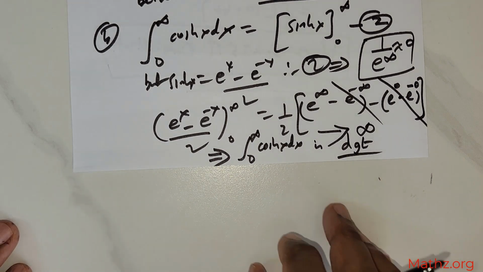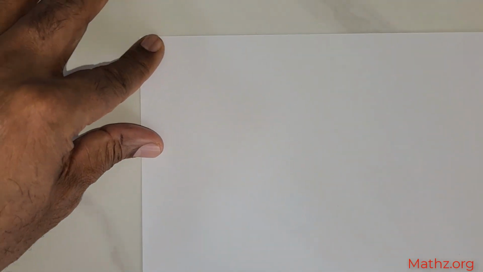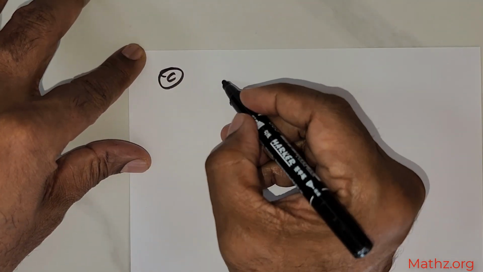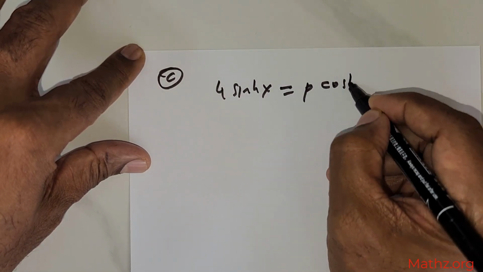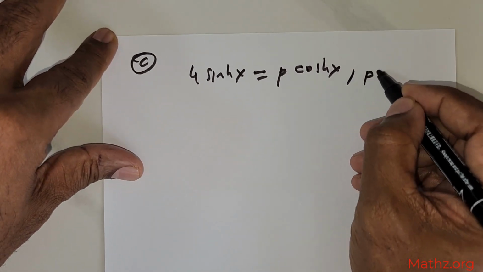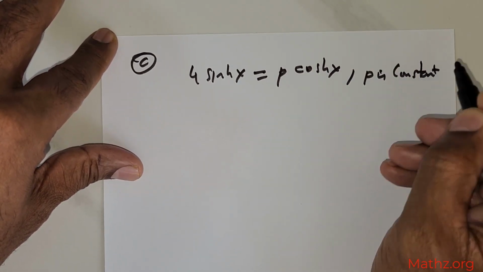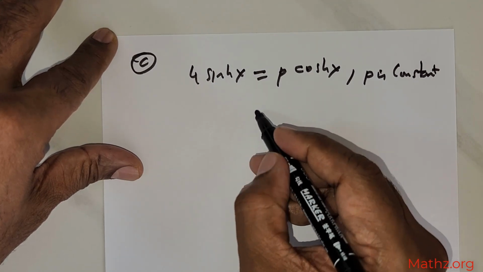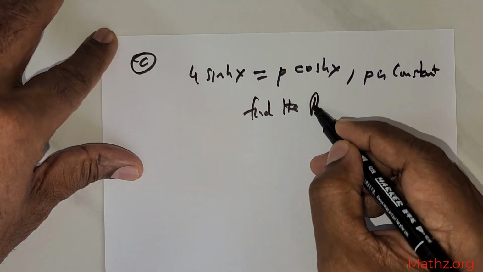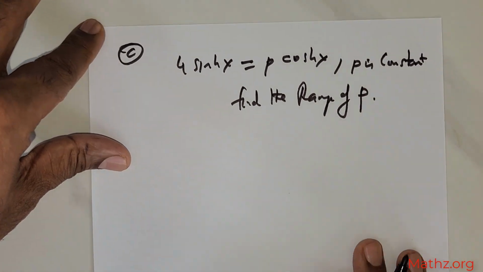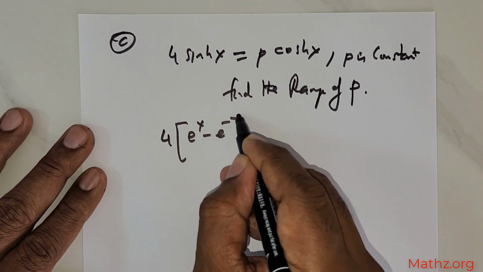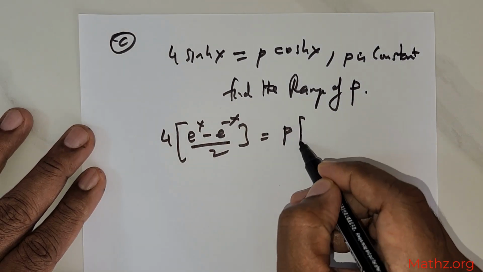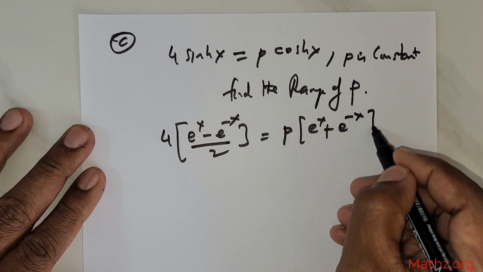Okay, fair enough. Now the next part is, let me go to the next part. This is part C. Part C is 4 times, this is given, is equal to p times cos x. P is a constant, and we are asked to find the range of P. So how do we do this? I'm going to rewrite this as (e^x minus e^-x) divided by 2, equal to P times (e^x plus e^-x) divided by 2.